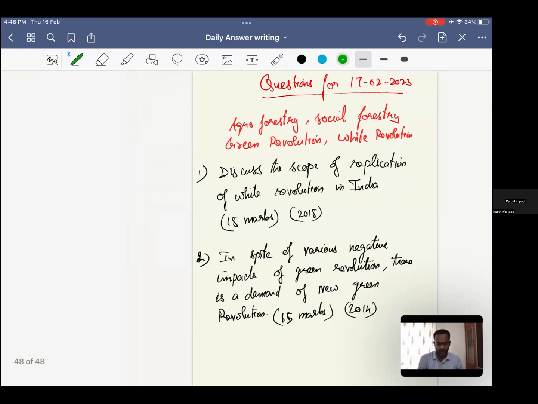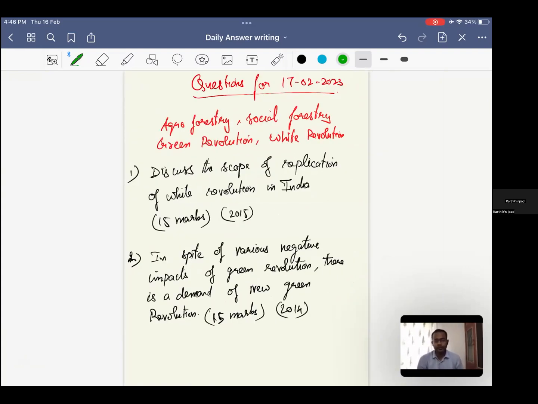And the questions for tomorrow, which are part of the syllabus, are agroforestry, social forestry, green revolution, and white revolution, where 2 questions have been picked, both at 15 marks. Discuss the scope of replication of the white revolution in India. The second question is: in spite of various negative impacts of the green revolution, there is a demand for a new green revolution. Discuss.